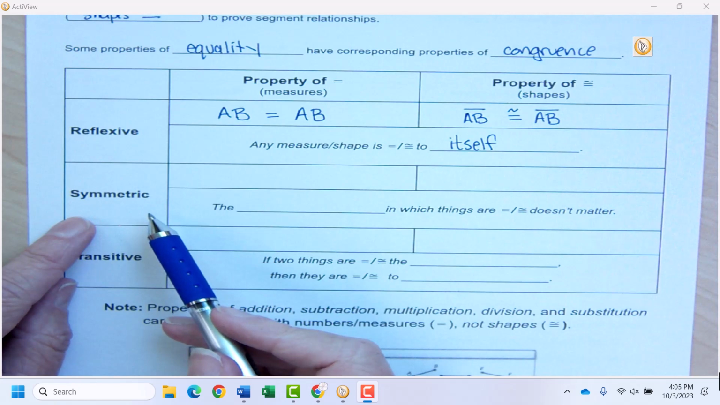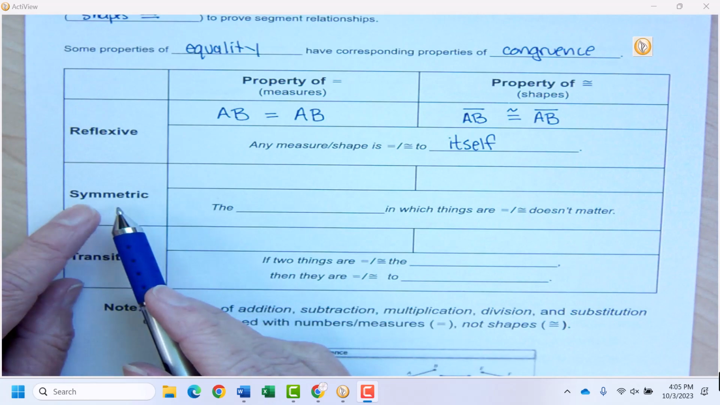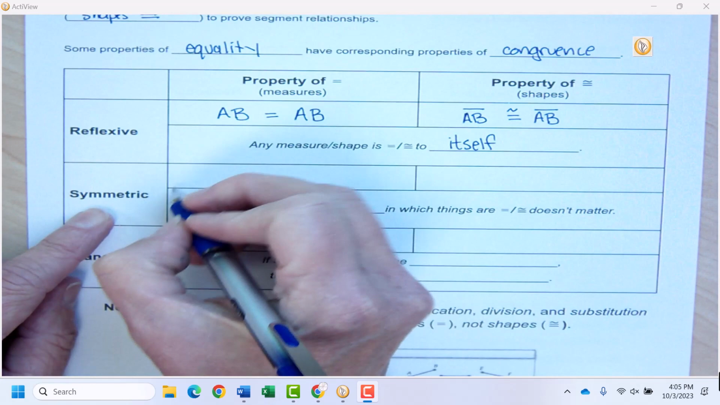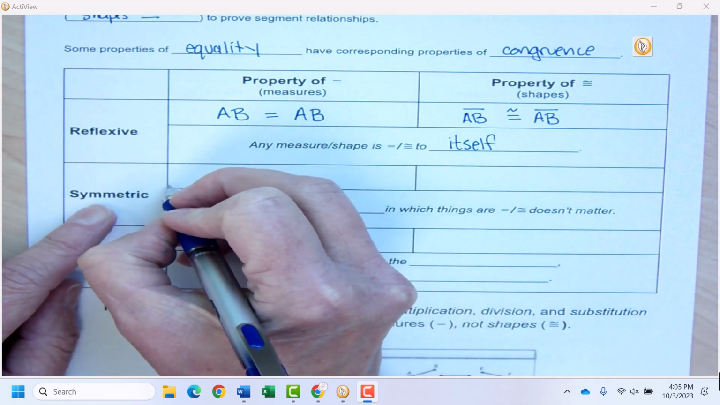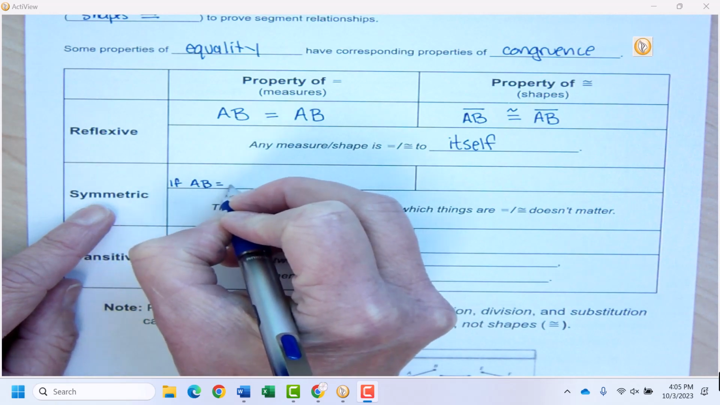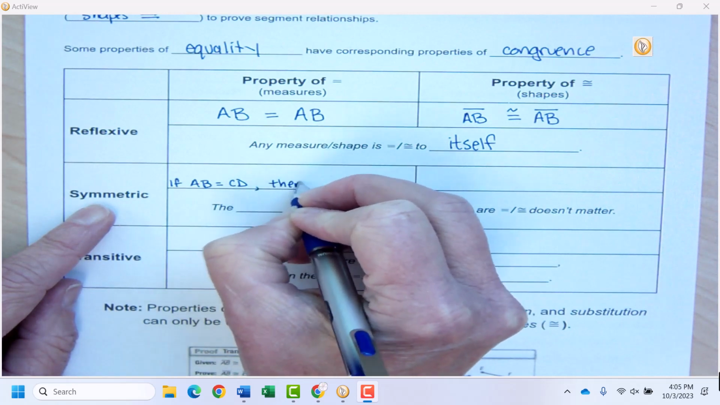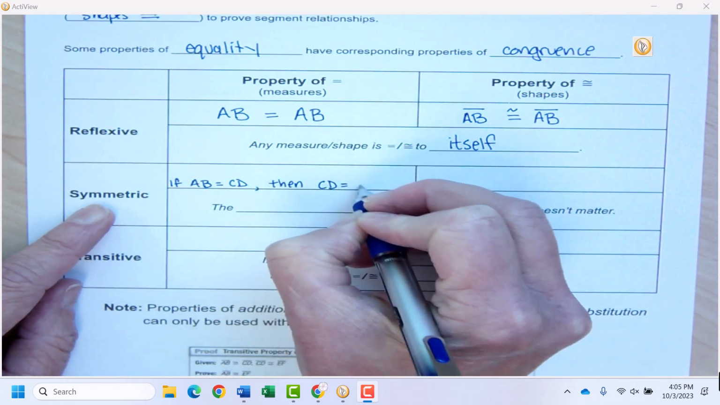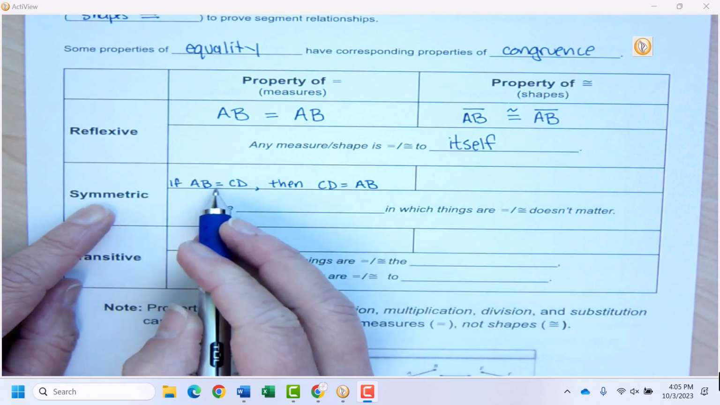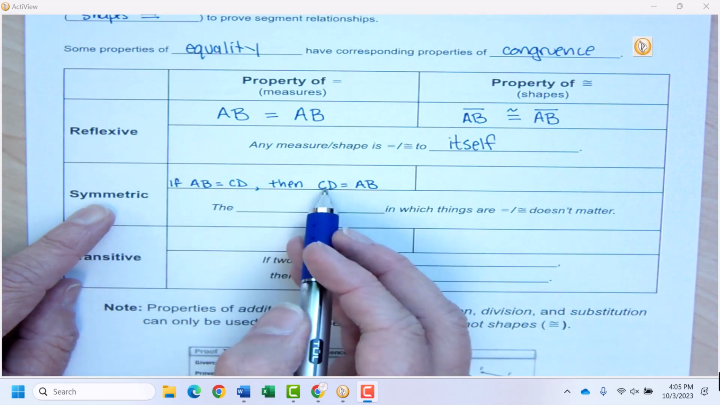The next property that has both an equals version and a congruence version is the symmetric property. The symmetric property of equality says that if the measure of segment AB is equal to the measure of segment CD, then the measure of segment CD is equal to the measure of segment AB. That's the symmetric property. You can see it's almost like looking in a mirror. So here AB equals CD and CD equals AB.